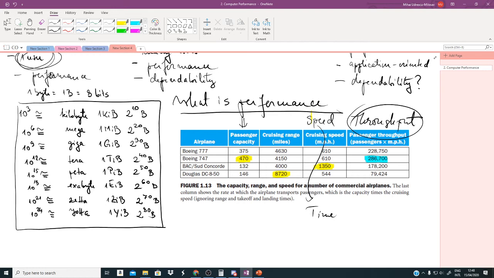When we are talking about computers, what is speed? Well, when you run a program, a computational task, you measure the time required to run the program. That's speed, right? So you are measuring the execution time if you are considering speed as the main indicator of performance. So for computers, we have execution time.